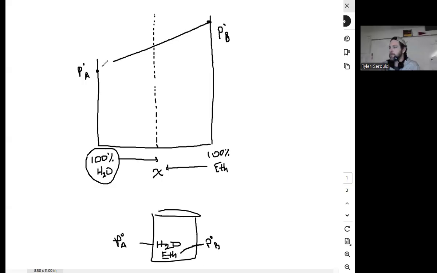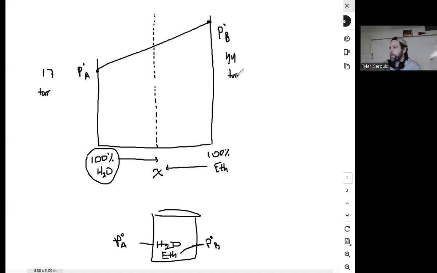If I draw a straight line between these points, let's say the pure vapor pressure of water is about 17. I'm thinking like room temperature, somewhere between 17 and 18 torr. And ethanol is up in the 40s. I think it's like 44-ish torr at room temperature.